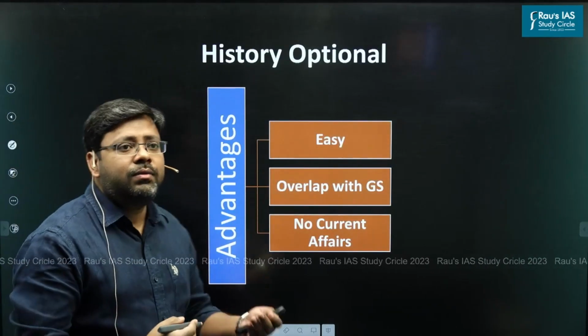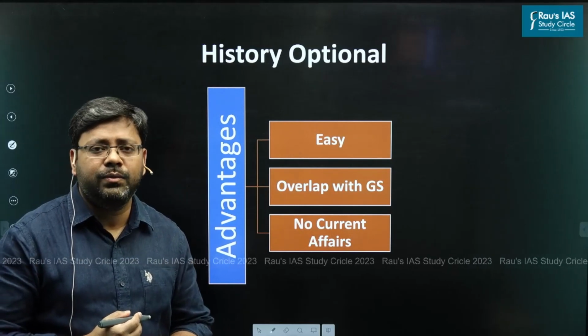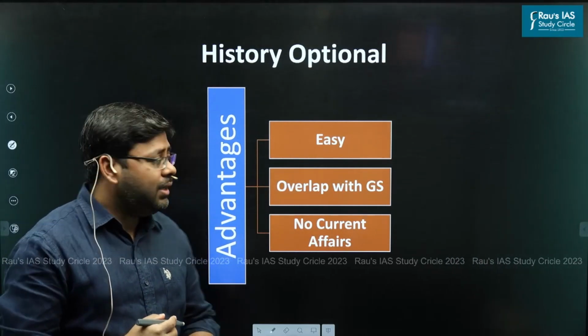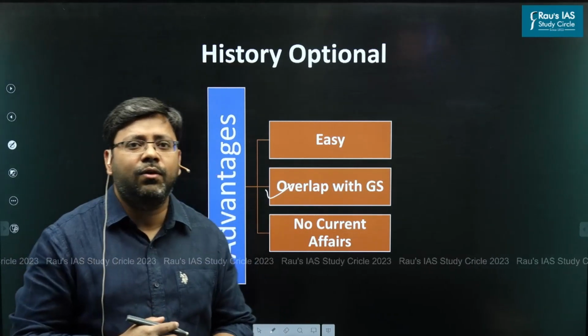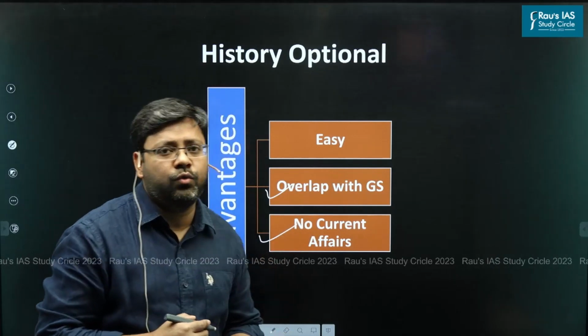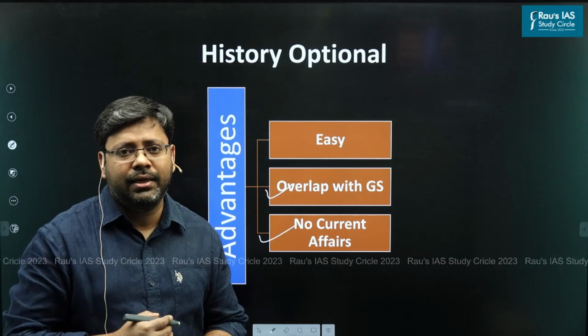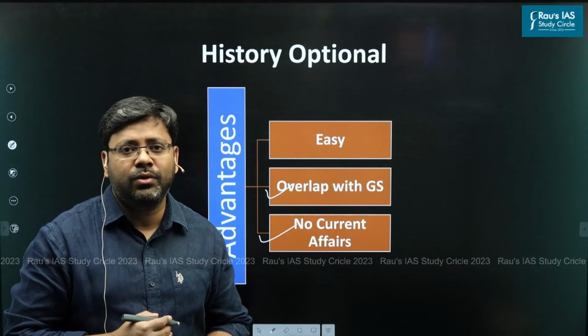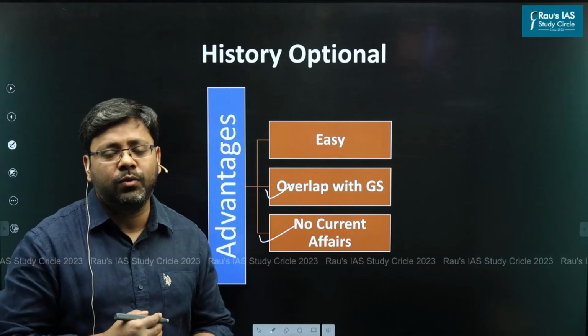This is why I always say that one of the easiest and most scoring optionals is history optional. Super easy to tackle, and there is a big overlap with GS. One of the major advantages of history optional is that there is no current affairs overlap. That is why it saves so much of the candidate's time, which can be dedicated towards revising the class notes and solving the UPSC previous years' questions.